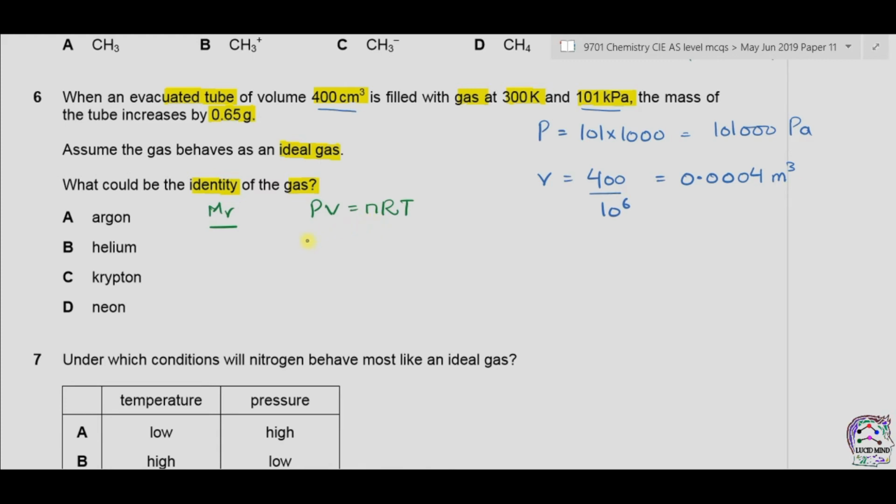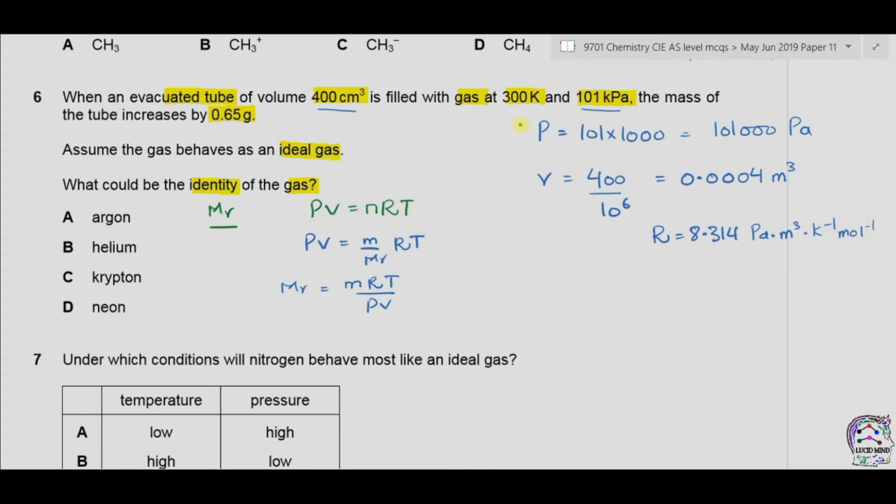N is the number of moles, and the formula of moles is equal to mass divided by molecular mass. So we can rewrite the equation PV is equal to mass divided by molecular mass into R into T. By rearranging the equation, we can find the value of molecular mass. Mr is equal to mass into R into T divided by pressure into volume. R is the ideal gas constant, and the value of R is equal to 8.314 pascals into meter cube per Kelvin per mole.